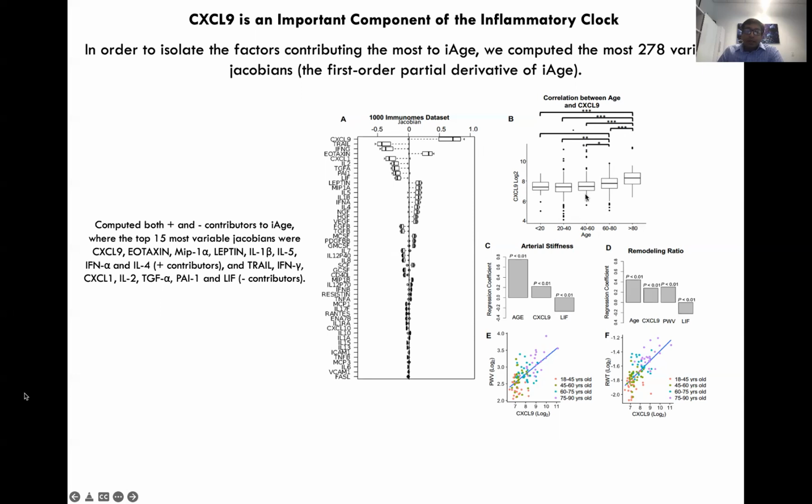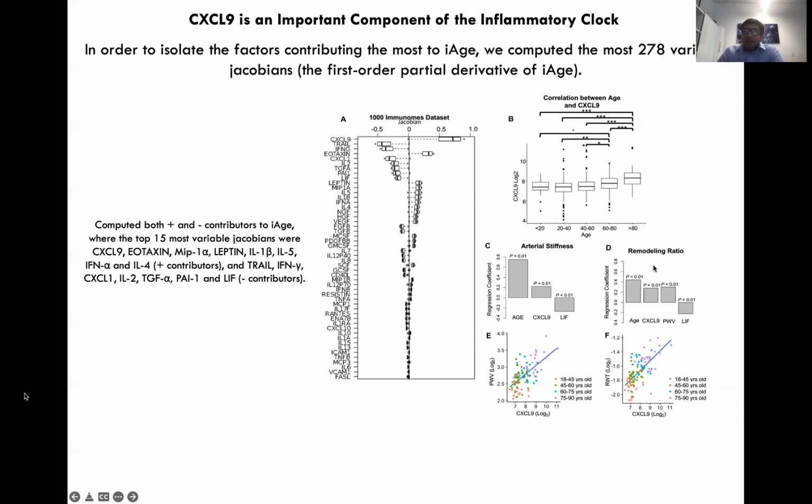Now, how do we correlate it to some kind of cardiovascular event? We looked at two components. We looked at arterial stiffness, which is suggestive of vascular dysfunction. And clearly you could see that CXCL9, which was a positive contributor, is increased in arterial stiffness. The individuals who had arterial stiffness had CXCL9 expression at a higher level. LIF, which is a negative contributor, was downregulated.